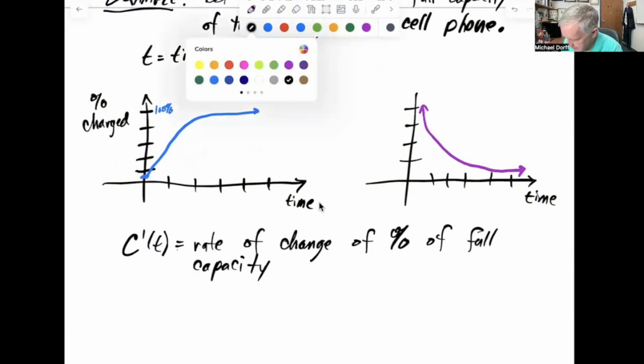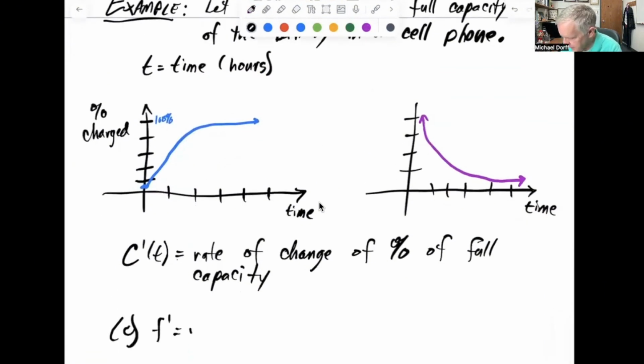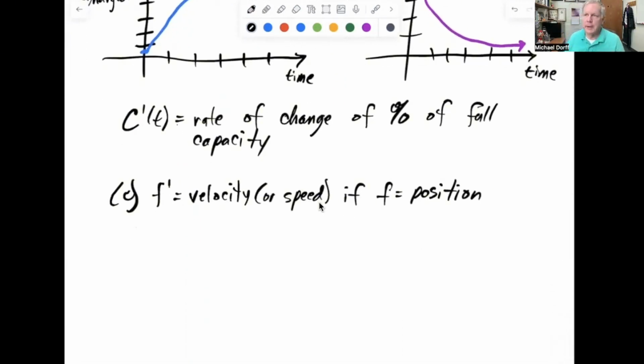And the third way that we've talked about the derivative is that the derivative could equal velocity or speed if my function is representing distance or position. So if I were to have a function represented by a table and give me the position values, then the derivative would represent the speed or velocity of that.